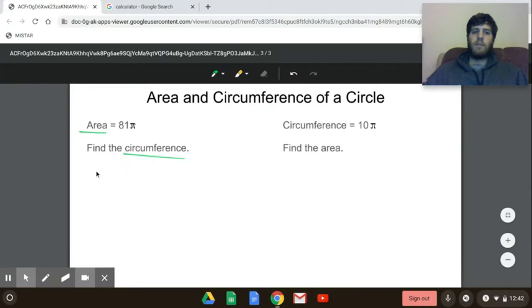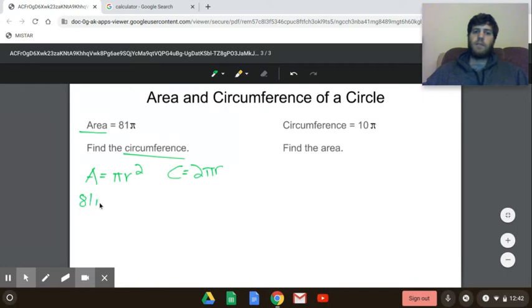All right, so let's put down our 2 formulas here. So area is equal to pi r squared, and circumference is equal to 2 pi r. Okay, so to find circumference, we're going to need the radius first. So we're going to have to use the area formula to find the radius, and then once we find the radius, we can plug it into the circumference formula, substitute it into the circumference formula, and then solve for circumference. Right? So the area is 81 pi.